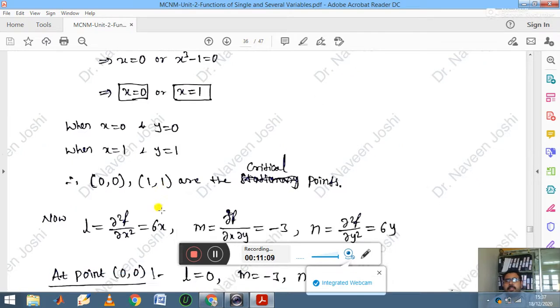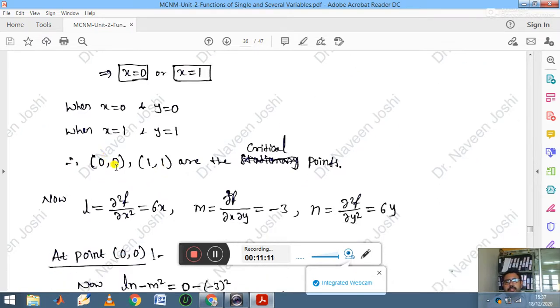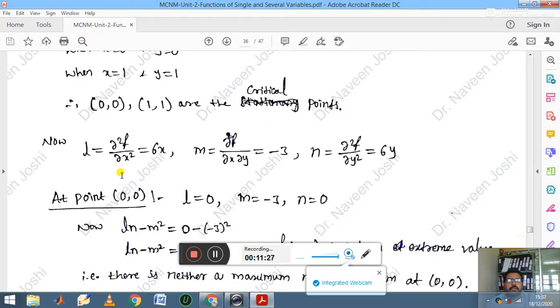Here you are getting two sets of points. First set is 0 comma 0, second set is 1 comma 1. Always in the set, the first number is related to x, the second number is related to y. Next you go for step 2.